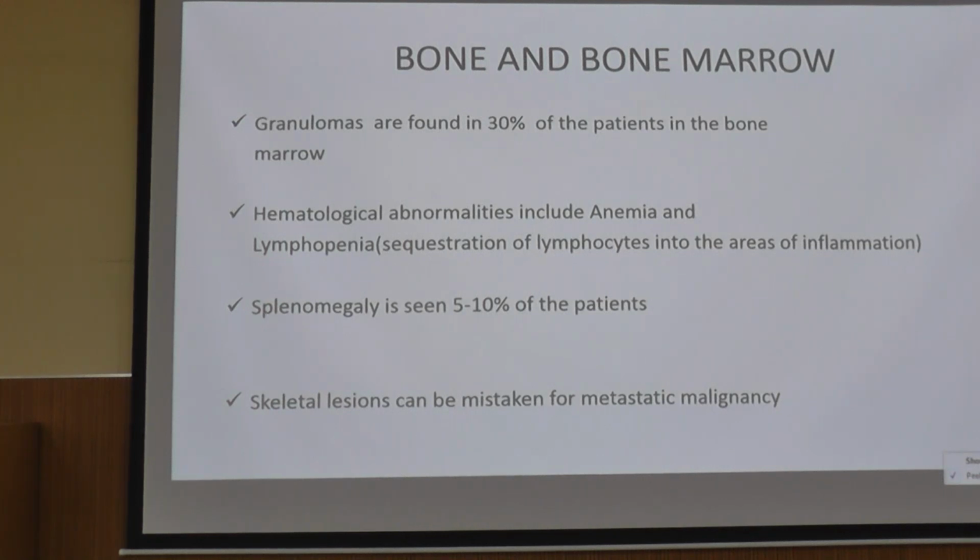Bone marrow involvement may present, and the commonest feature is lymphopenia. Granulomas can be identified in 30% of patients. Splenomegaly occurs in 5 to 10%. Sometimes because of infiltration there may be a pancytopenia, a presentation of pancytopenia. Again, bone marrow aspiration and biopsy are going to help you identify these granulomas.